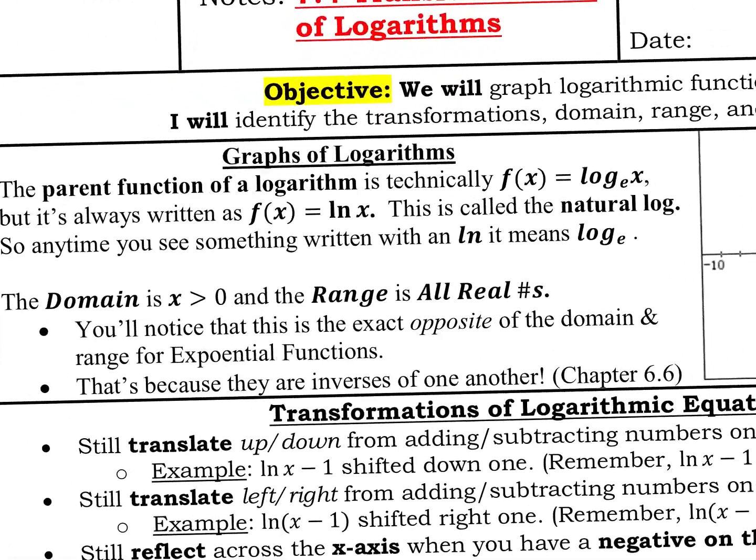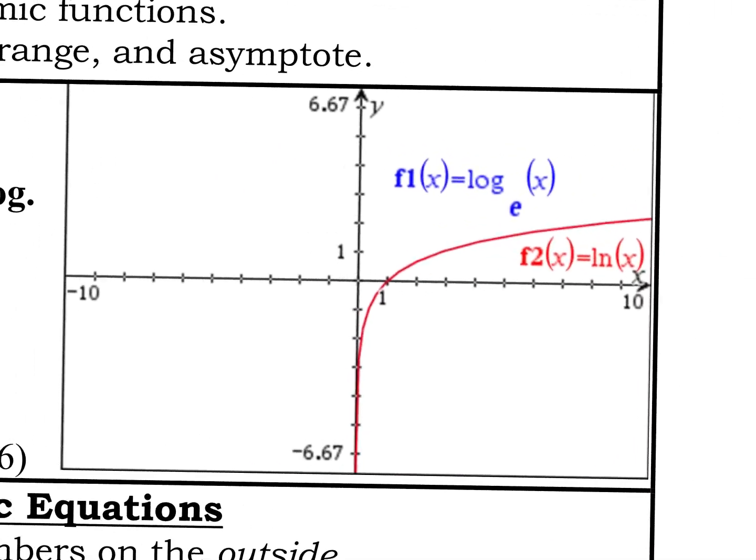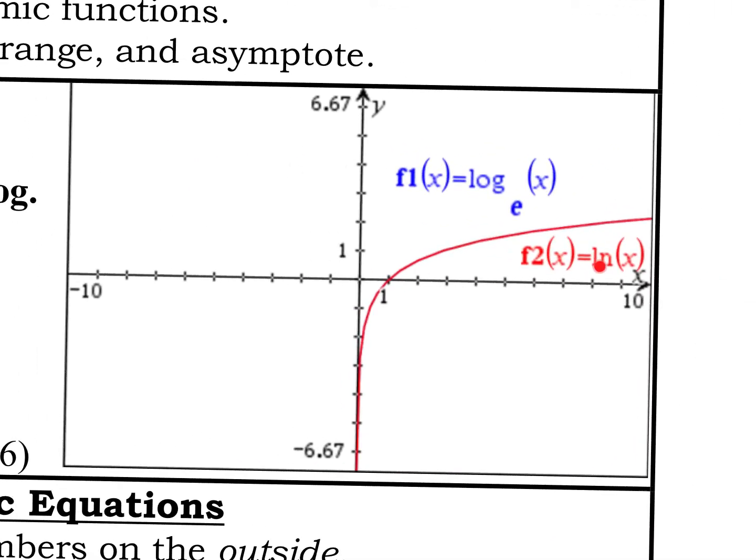For all these graphs and functions that we look at, we're going to be referring back to the parent function of the logarithm, which is technically log base e of x, but it's always written as ln x. Remember, that means the natural log. Anytime you see ln, it means log base e. And here's the graph. If that confuses you, they're the exact same thing. Anything log base e is natural log or ln.